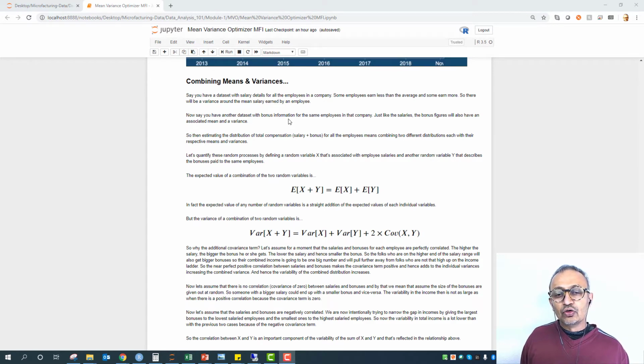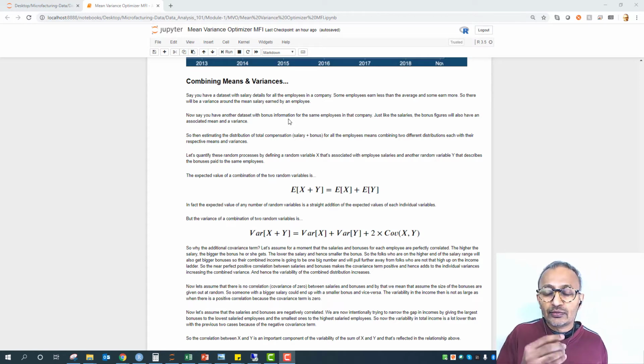So that's one data set. Let's say you have another data set with bonus information. Just like the salaries, the bonus information would also have some kind of variance around it. If you were to combine these two to calculate total compensation for all employees, you would technically combine the means of those two distributions, because each is a distribution.